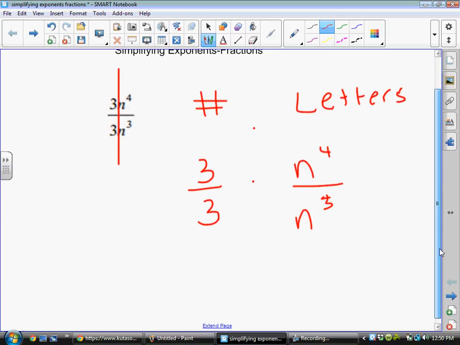Alright, so when we have numbers in a division problem, that really means divide them. So I'm going to divide these two things. 3 divided by 3 will give me a 1. Okay, that's what happens with the regular big numbers.